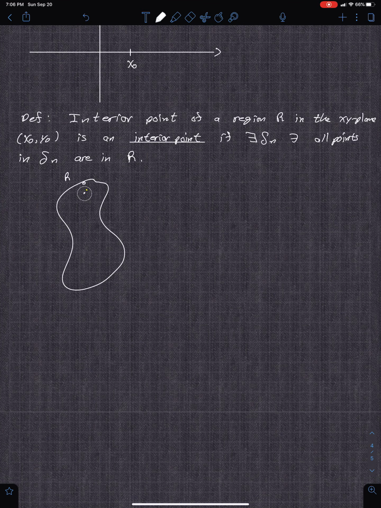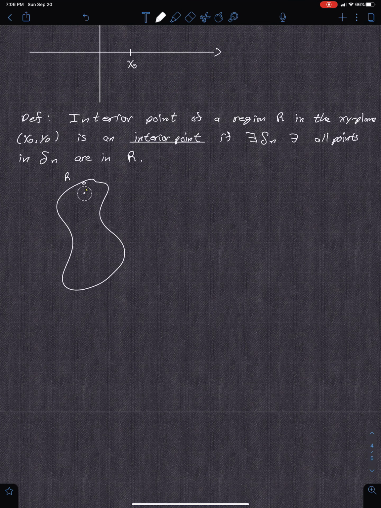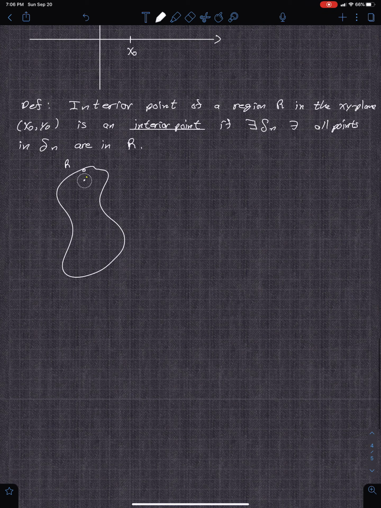Okay. Next, boundary point. So next definition.